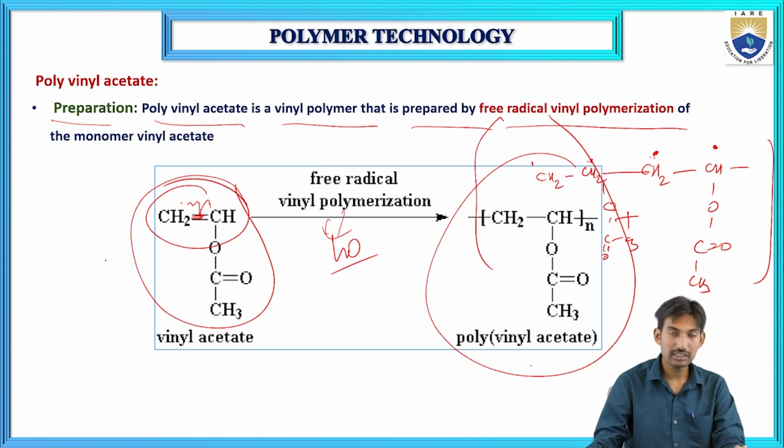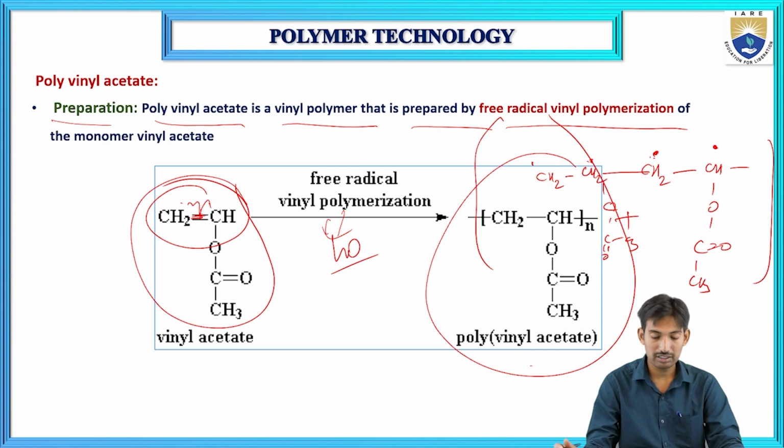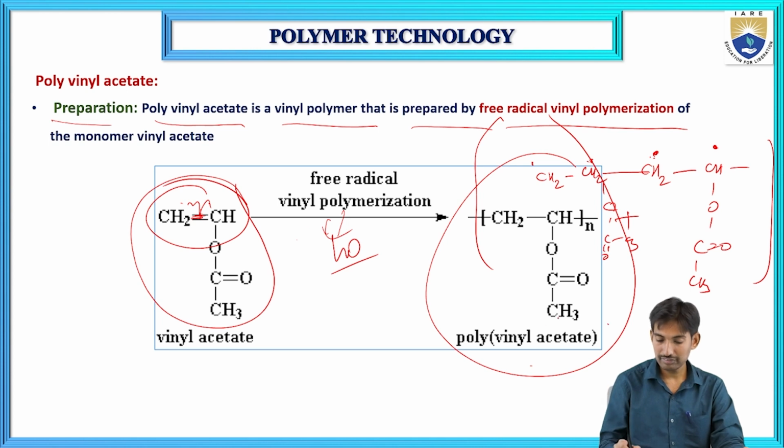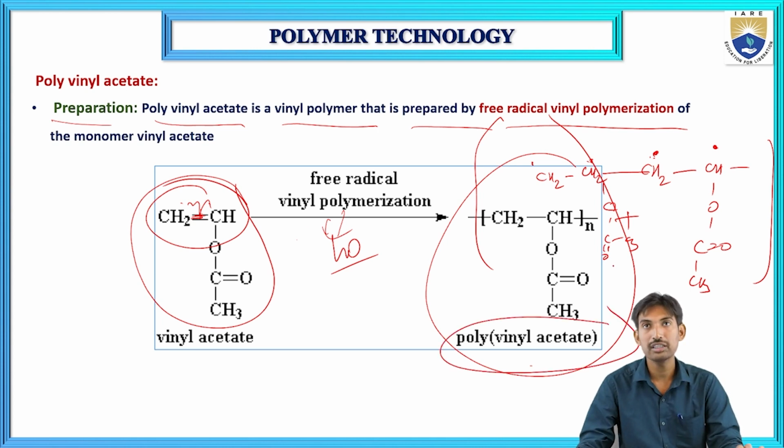In this polyvinyl acetate, the monomer is vinyl acetate. It will undergo free radical vinyl polymerization, and this will form polyvinyl acetate. This is the polyvinyl acetate structure.